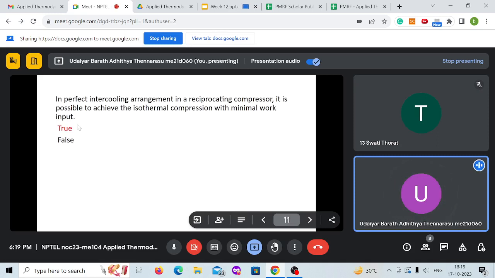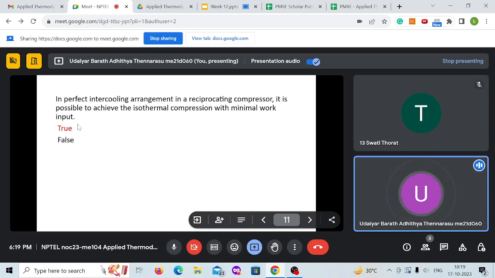We'll see some numericals on multi-stage compression. Basically, by doing an intercooling, you are trying to approach the isothermal process. In an isothermal process, during compression you are putting in work but also rejecting heat. Without rejecting heat, you cannot maintain the temperature constant, because as you put in work, your fluid temperature will go up. To reduce the temperature, you have to dump some heat to the atmosphere. Both have to take place simultaneously, which is very difficult to achieve.